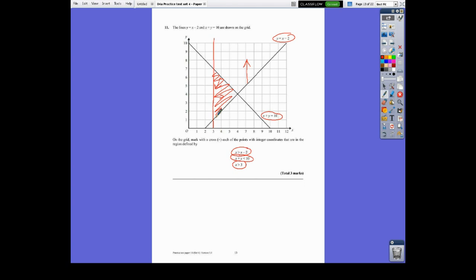But it actually asks us to mark with a cross the points where we have integer coordinates. Now integers means whole numbers. So the whole number coordinates are where it crosses inside the shape, and there are 4 of those points. So at 4, 3, at 4, 4, at 4, 5, and at 5, 4.